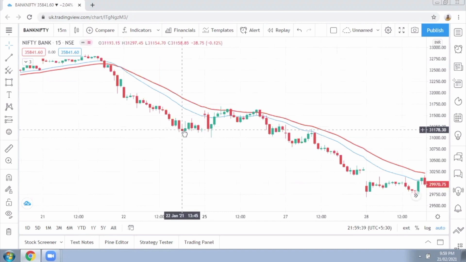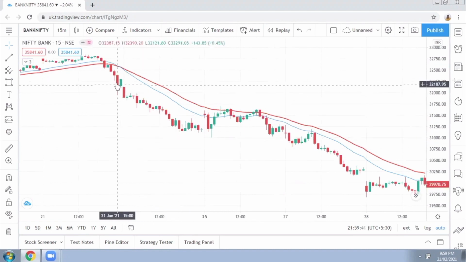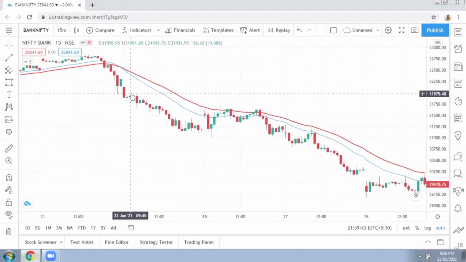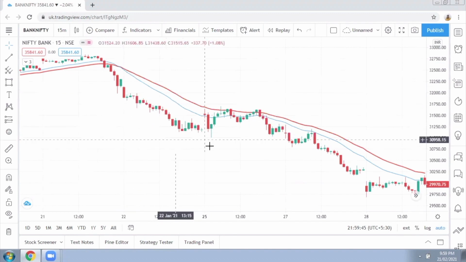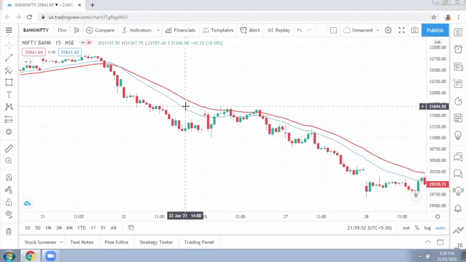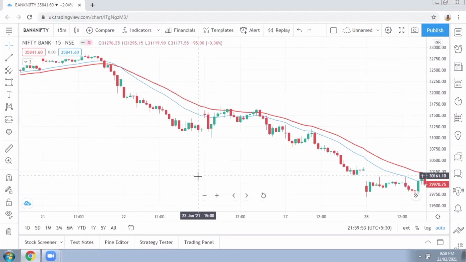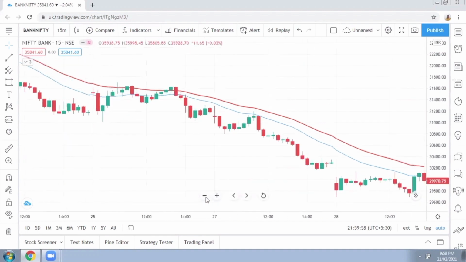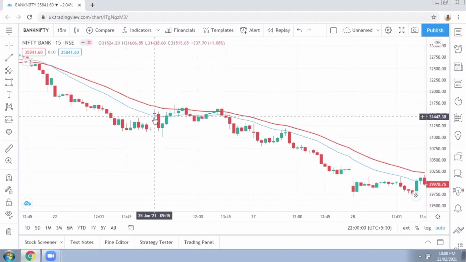You can use different tools and techniques, like if the price is below 200 moving average, we can say it is in downtrend. So as you can see, it is clearly visible that we are in downtrend because we are forming a series of lower high and lower low, and again the price is below both the moving averages. So we'll look for the selling opportunity, shorting opportunity, in this type of market.